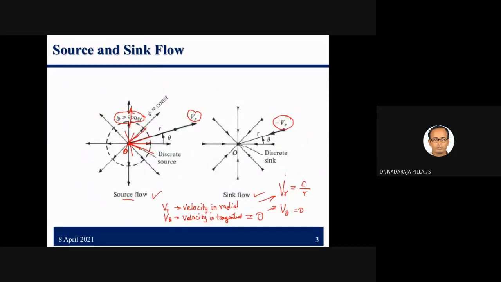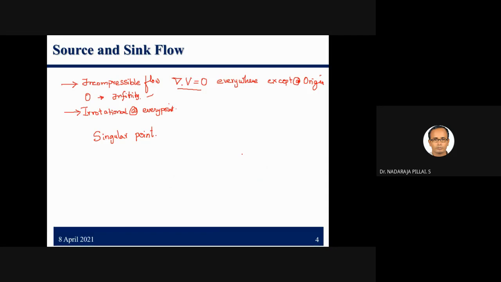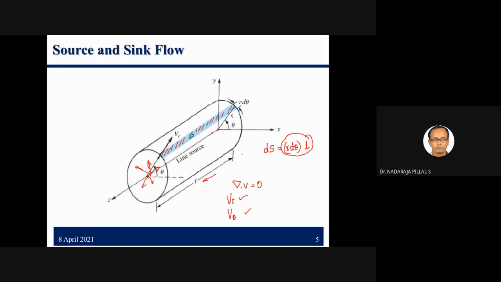This is a source flow where from the point O, the streamlines are emanating. This is a streamline where you have ψ equal to constant line and φ equal to constant line, and the Vr makes an angle θ and r is in radial direction. If it is opposite, then it is sink. So this can be an incompressible and irrotational flow. Let us consider that there is a line source, not a point source, and this is a three-dimensional view.